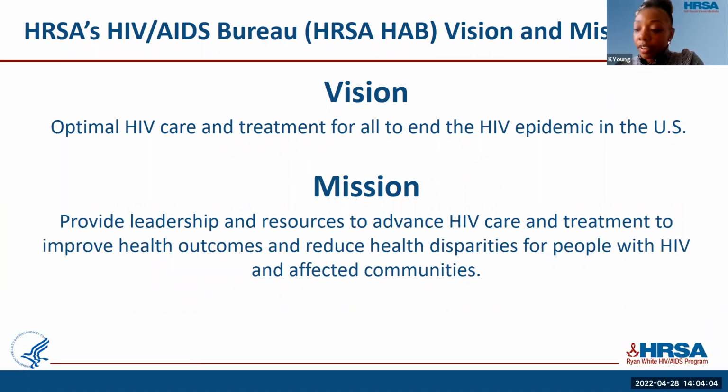So the vision of HAB is optimal HIV AIDS care and treatment for all to end the HIV epidemic in the US. The mission is to provide leadership and resources to advance HIV care and treatment to improve health outcomes and reduce health disparities for people with HIV and affected communities.